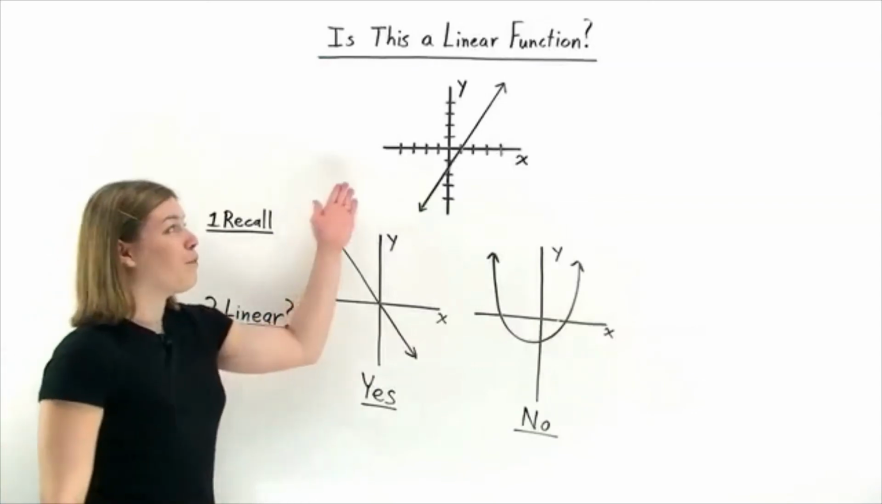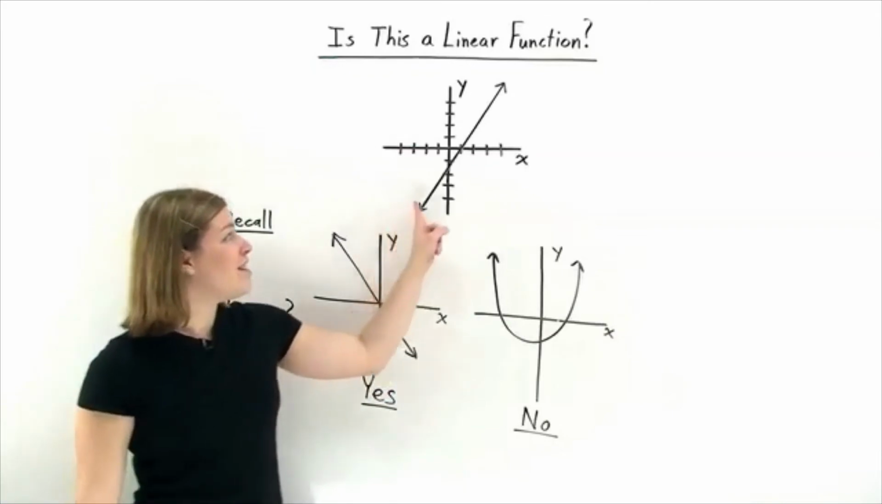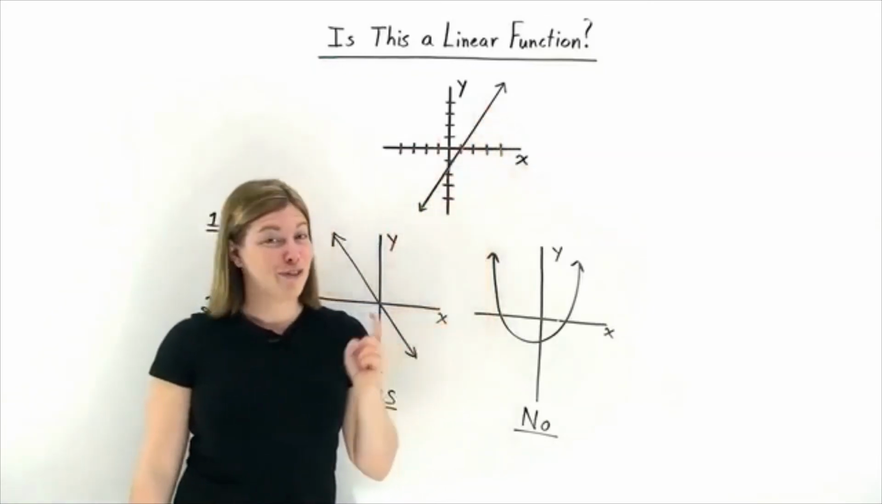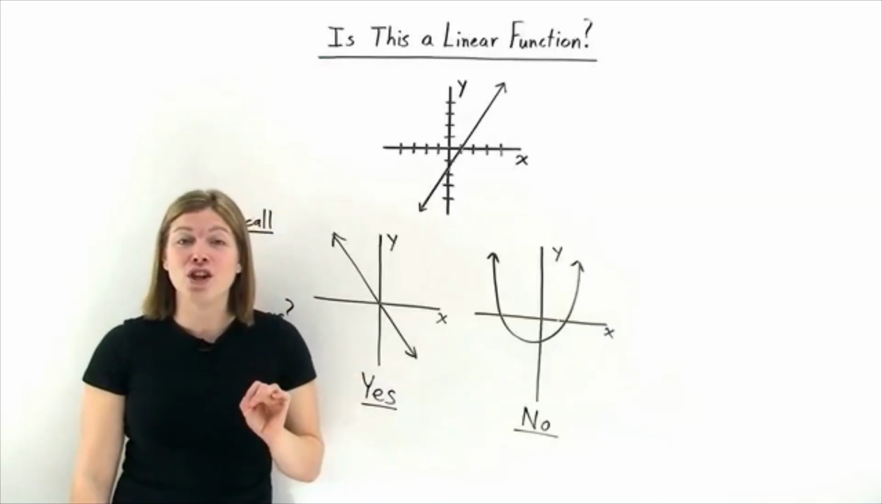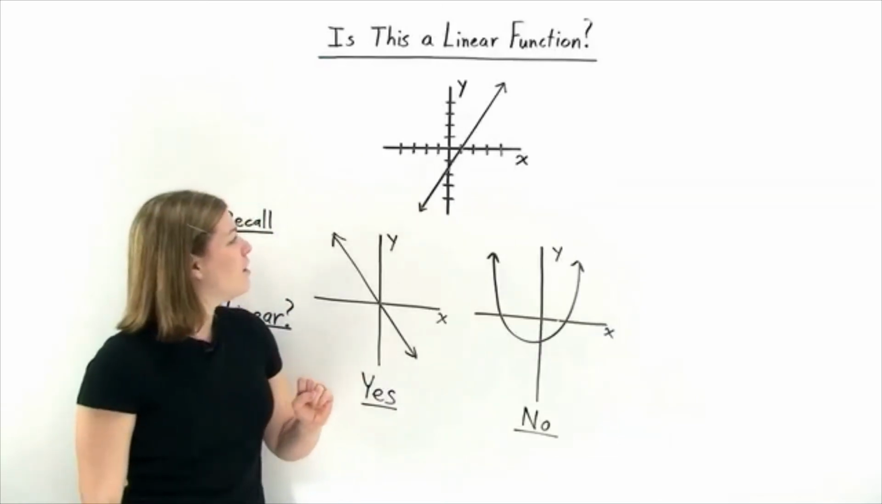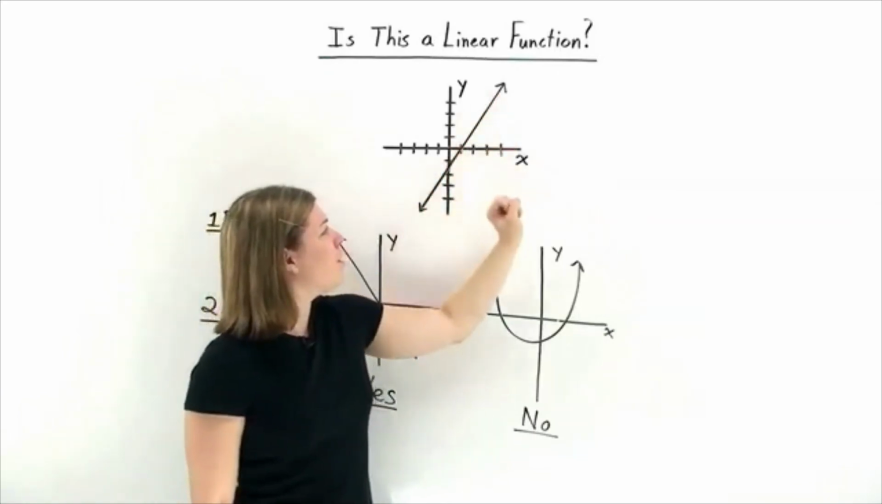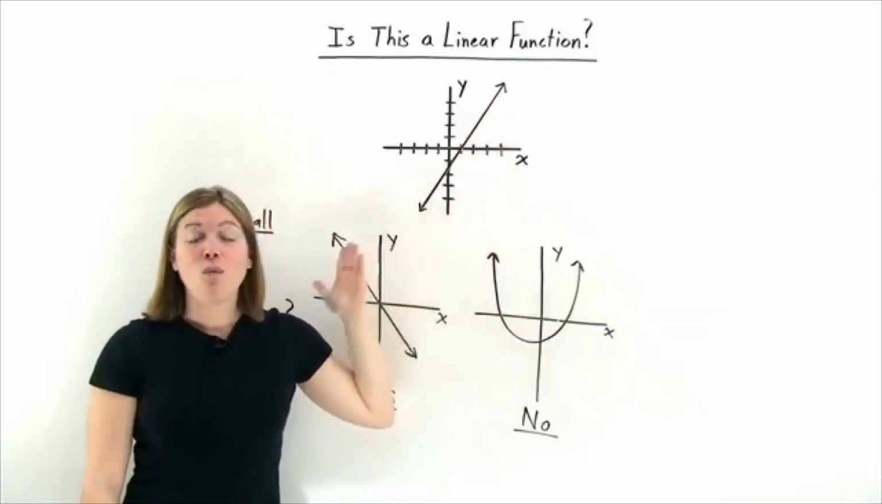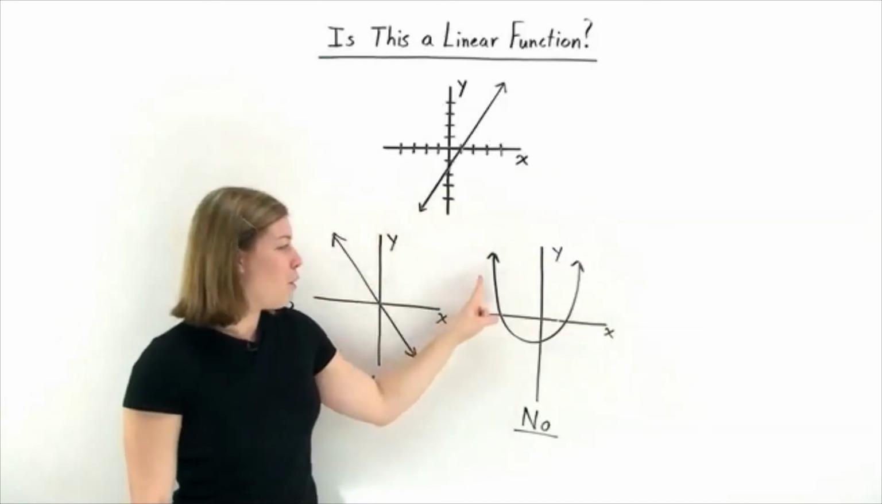Does this graph represent a linear function? Well, if we look, it does look like it's a straight line. So that's a good sign. But we need to take a closer look at the changes in the x and y values. Here we can see as x is increasing, y is increasing too. That's a good sign. Y is increasing the entire time, unlike with this nonlinear graph where it was decreasing and then increasing.